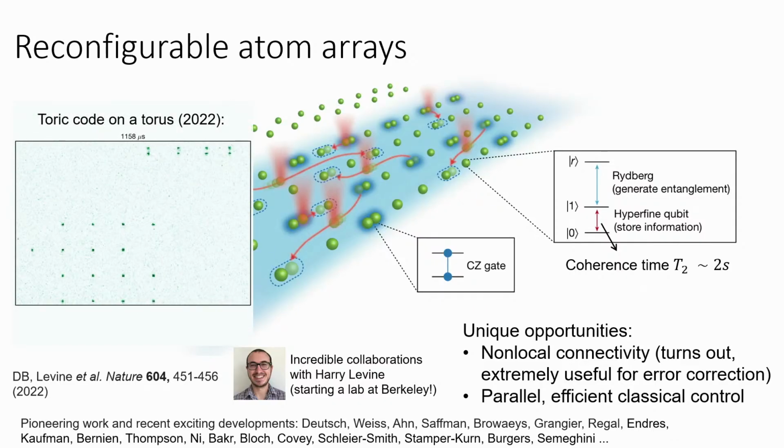So this is one of the first quantum circuits we ever ran. Here we made this so-called toric code on a torus with periodic boundary conditions. And this movie shows how we program quantum circuits. So we have 16 atoms that are data qubits here, and they're fixed in tweezers.